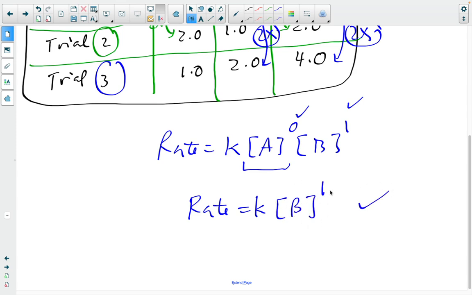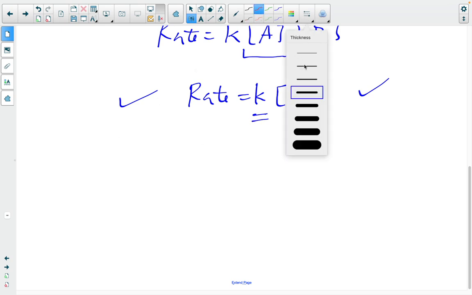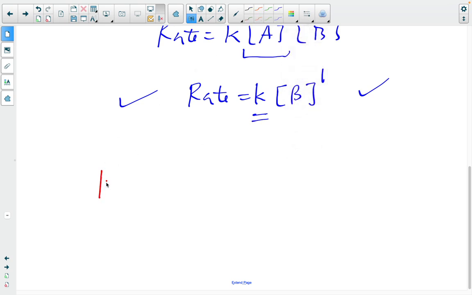Okay? Now, once you have determined the order and you have written the rate expression, you will then be asked to calculate the value of K. So in order for us to calculate the value of K, we can rearrange that equation for K equals rate divided by change in the concentration of my reactant. In this case, reactant B. You don't need to put the 1 there. I'm just going to put it there. This is basically what the rearranged equation is for K.